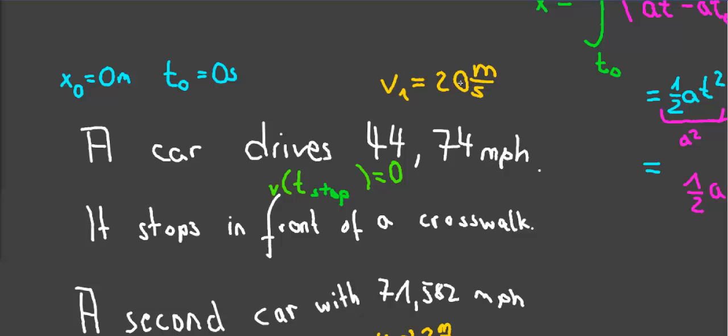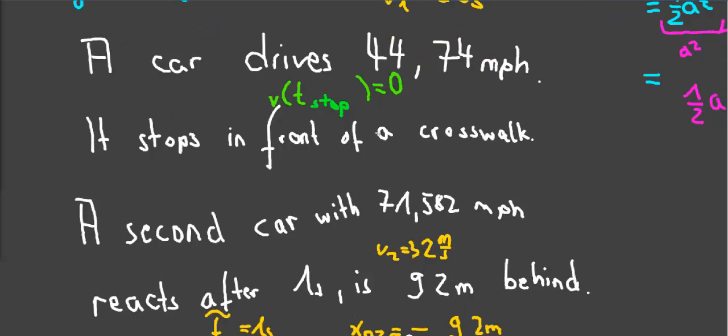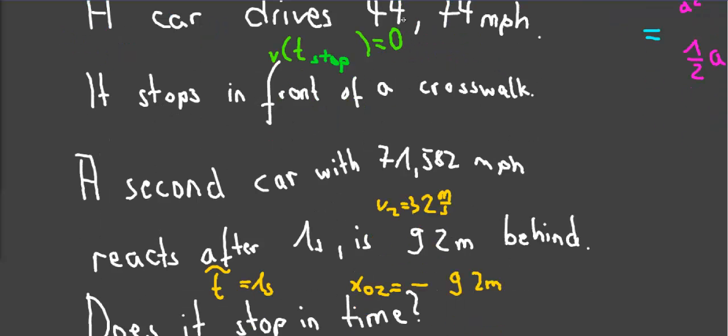That's miles per hour. Translate it into meters per second, and you see why it shows this strange number here. Now, if it stops, we are also given another piece of information: the velocity at the time it stops is 0, because it's not moving anymore. So the velocity has to be 0 meters per second.